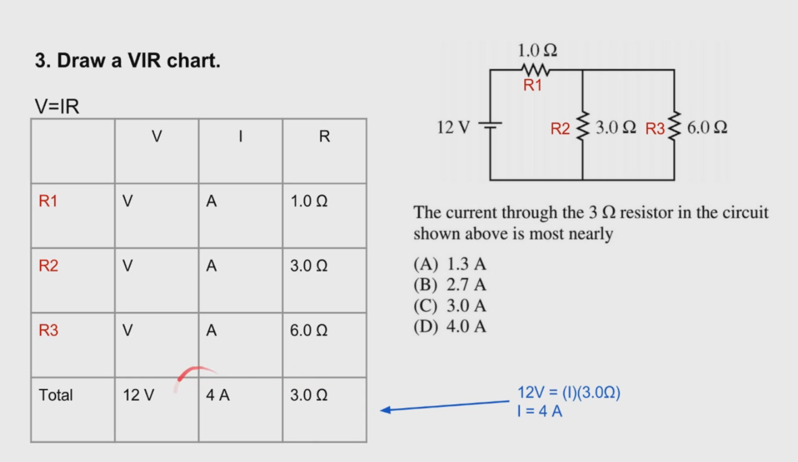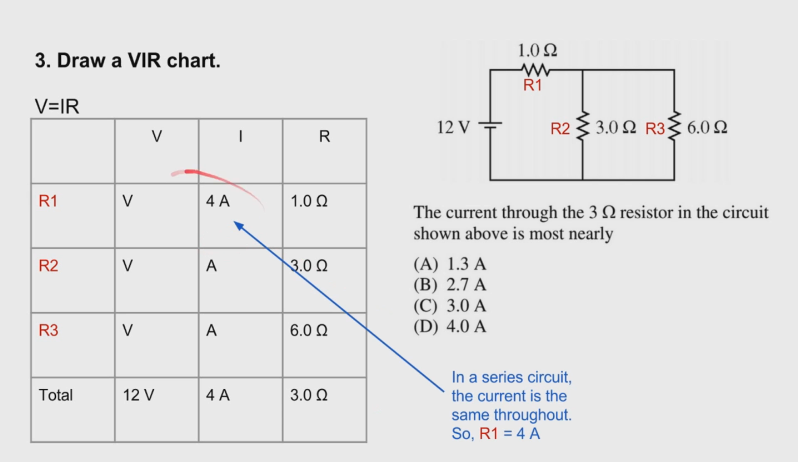Since we're trying to find this value right here, we take 12, the voltage, and divide it by the resistance 3, because V equals IR. This tells us that the current is 4 amps. So the total current of the entire battery is 4 amps. Next, we can find the current of R1 because in series the current is always the same. So this means that the current is automatically 4 amps.